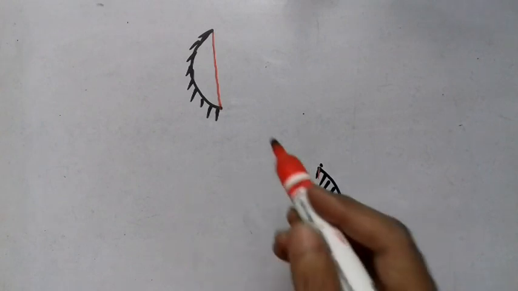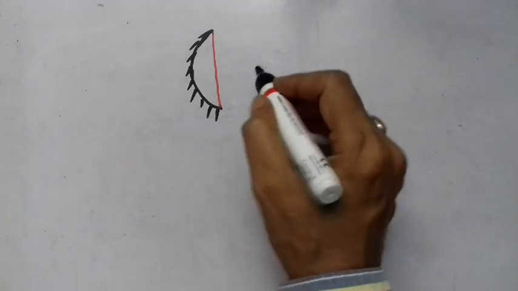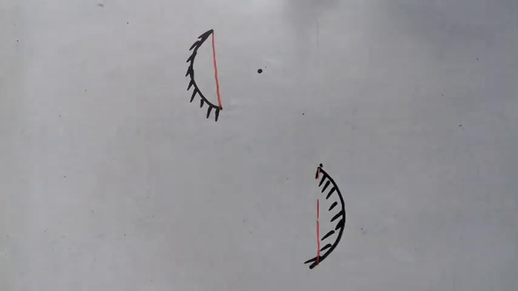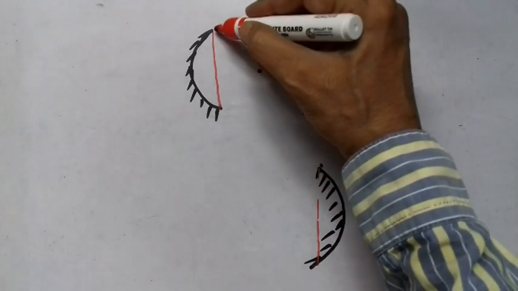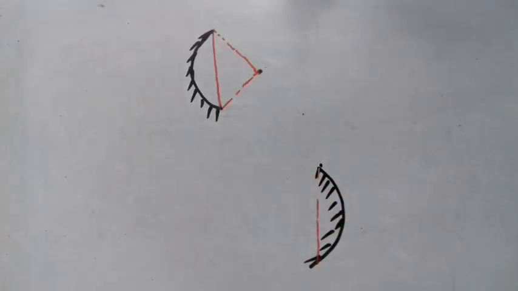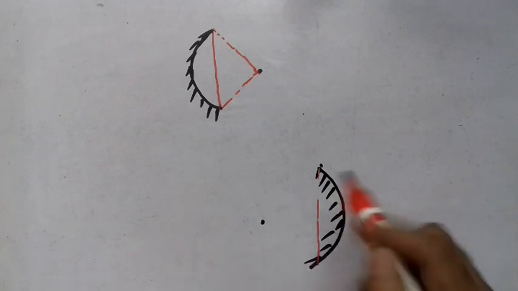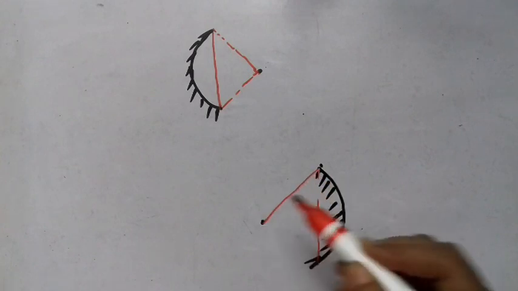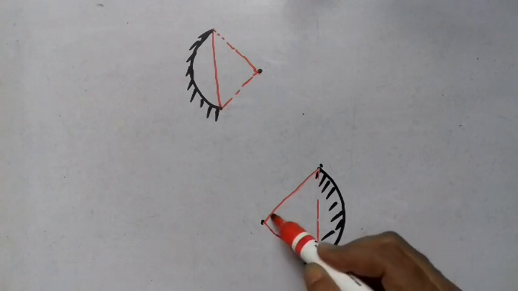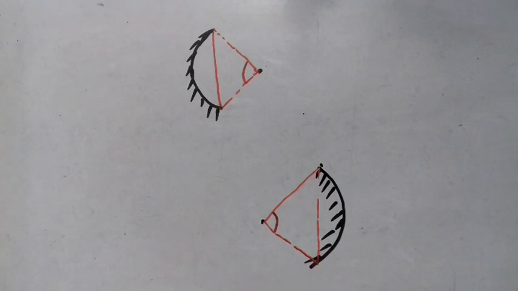And the angle subtended at the center of curvature by these two extremes is called angular aperture. And in this case, suppose this is the center of curvature, so the angle subtended by these two extremes at the center of curvature, this angle, is called the angular aperture.